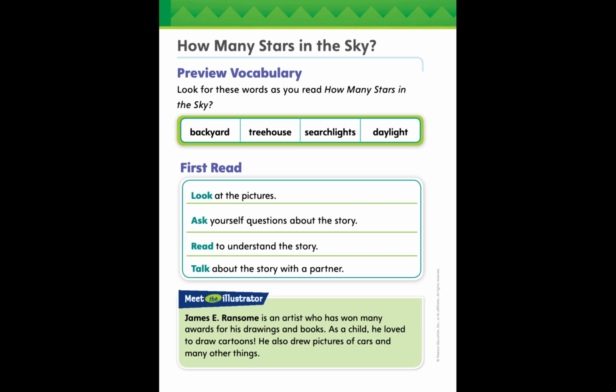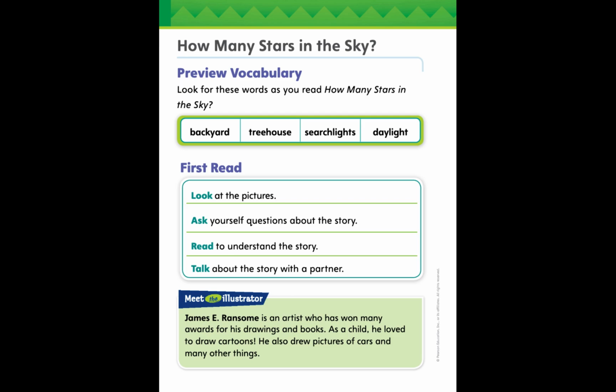So first, you're going to look at the pictures. Just like we did with the title, we're going to just look at the cover page. We just looked at the picture. Then you're going to ask yourself questions about the stories you're reading. You're going to make some predictions. You're going to make a prediction, and then when you go and read and find out, then you're going to say, was my prediction correct or incorrect?